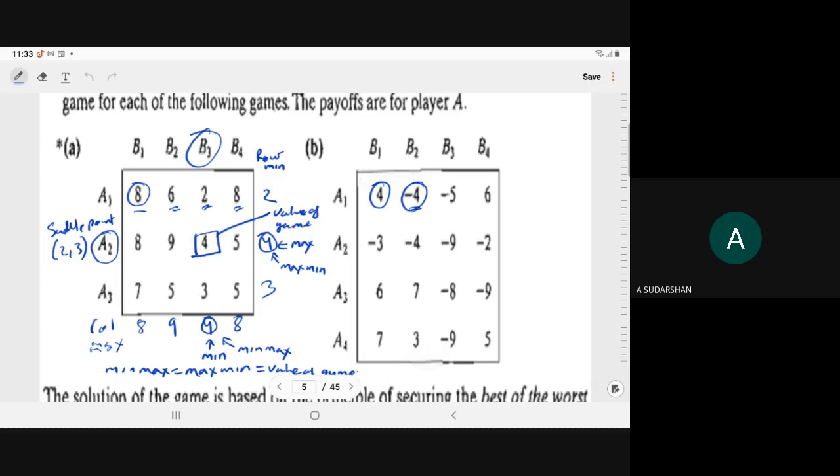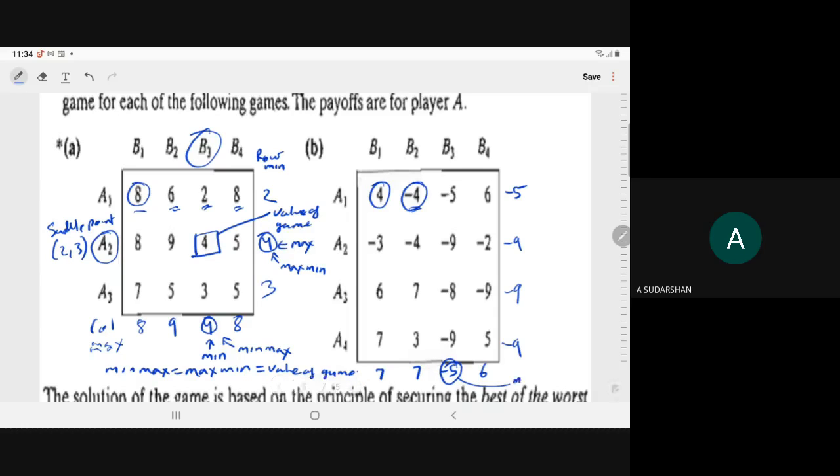So in this case, what is the row min? Row min is -5. In this, row min is -9. In this, row min is -9. In this, row min is -9. Then column max, here we have 7. In this, again we have 7. In this, we have the column max -5. And here we have the column max 6. Column max 6.